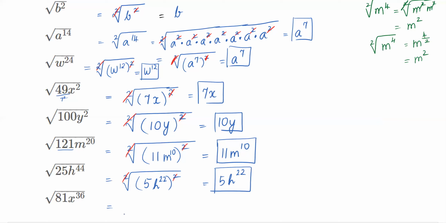And lastly, 81 is 9 squared, so I put the 9. X power 36, again, figure out what times 2 will give you 36. Or you could use a calculator and figure out 36 over 2. So that is going to come out as 18, because 18 times 2 is 36. And your answer is 9x power 18.